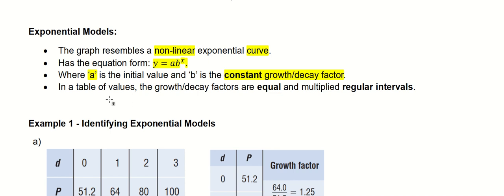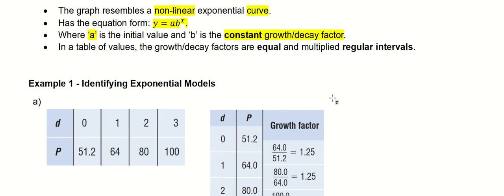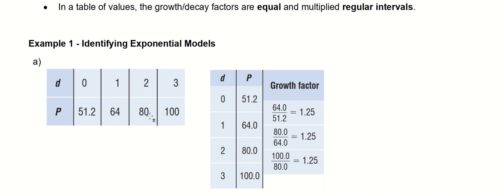And the best way to see this is through some examples, which we will be going through in a moment. You should also note that the growth and decay factors are equal and multiplied at regular intervals. So let's take a look at the first example. So we have this table here, and we have your D. D could represent distance or time or whatever you want it.